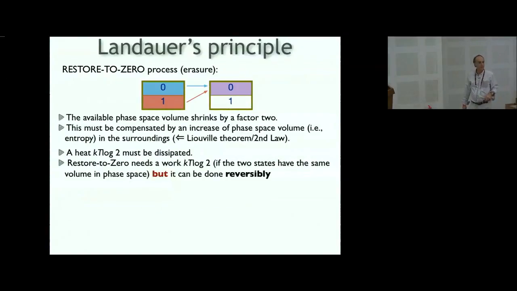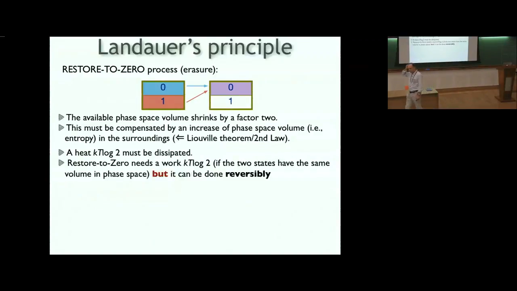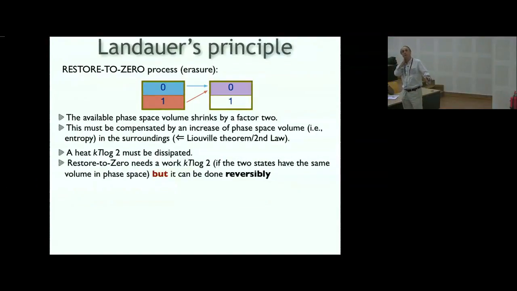So Landauer found a new relationship between information and thermodynamics, which is that when you erase in this specific way, you have to dissipate a heat kT log 2. And this is the famous Landauer's principle that maybe you have heard about. I have to say that there is a lot of confusion about Landauer's principle, because people think that erasure is an irreversible process in the thermodynamic sense, but this is not true. When you do this, you do it reversibly. It is thermodynamically reversible. As I said before, there is a lot of confusion, and even in papers you can still read that the restore-to-zero process is irreversible. It's not true, it's reversible.